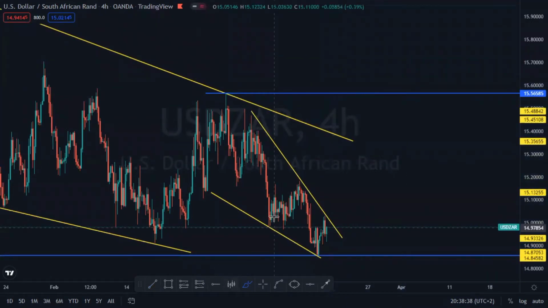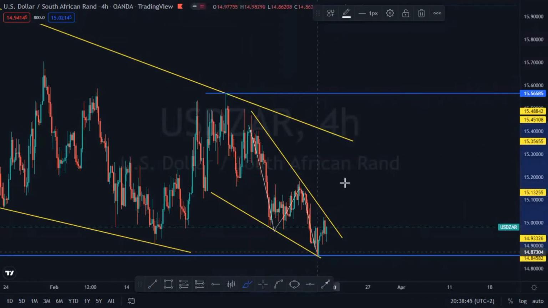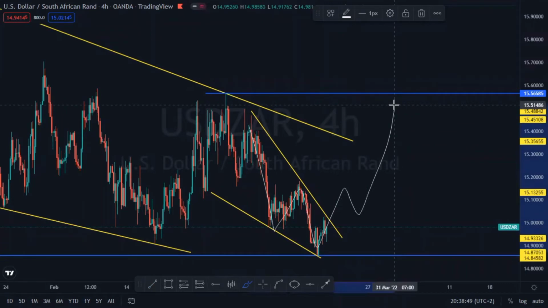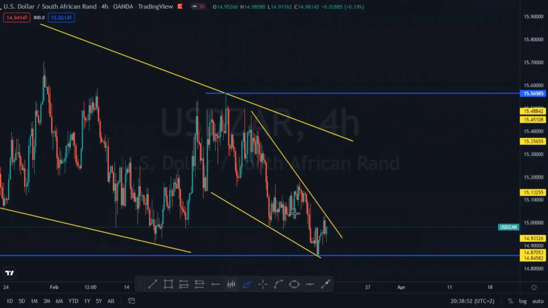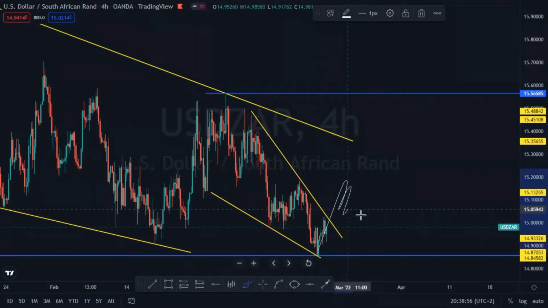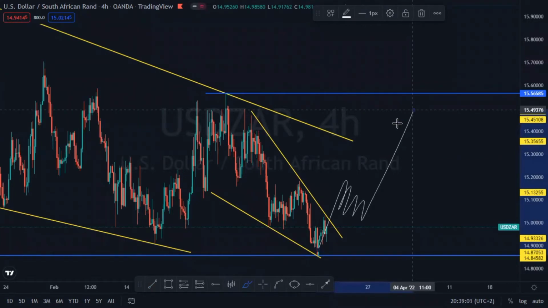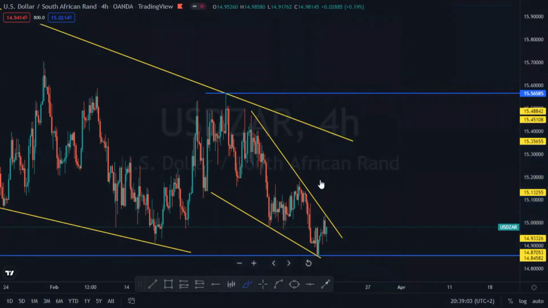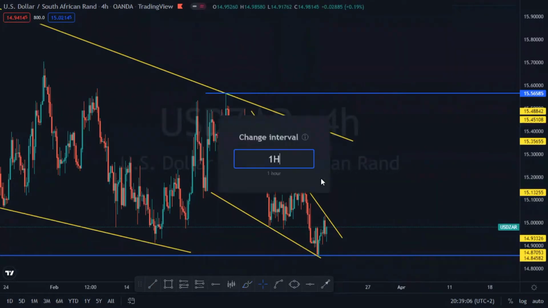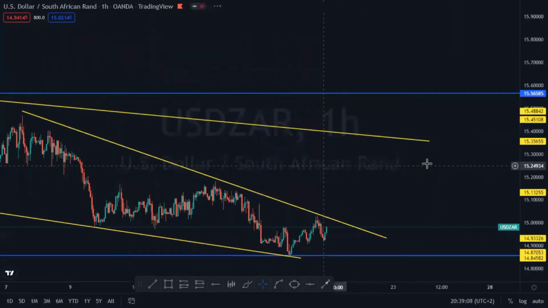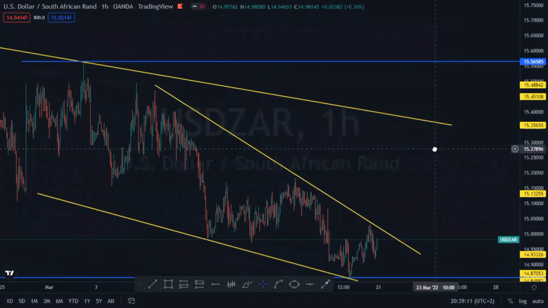Or maybe we could have an inverse head and shoulder, this being our left shoulder, our head, then our right shoulder, then that impulse to the upside, right? But that impulse could be a corrective move before breaking to the upside. But that is just my anticipation, guys. So let's move on to the 1 hour time frame.